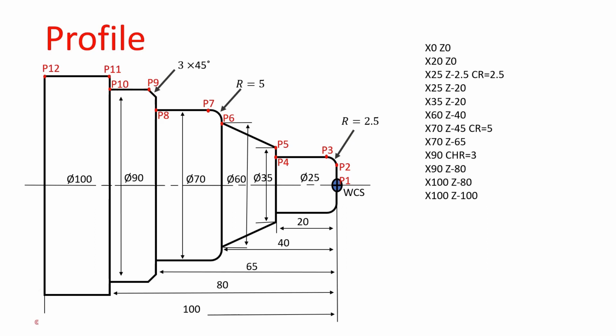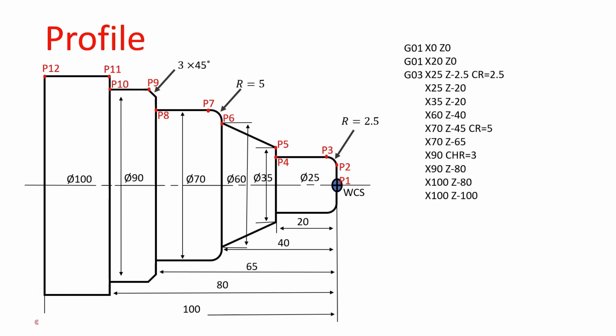Now, we will add these points to the motion commands. The first point motion is linear motion with slow feed. That motion code is G01. From P1 to P2 is also linear motion, code is G01. From P2 to P3 is a circular motion in the anti-clockwise direction. That motion code is G03.